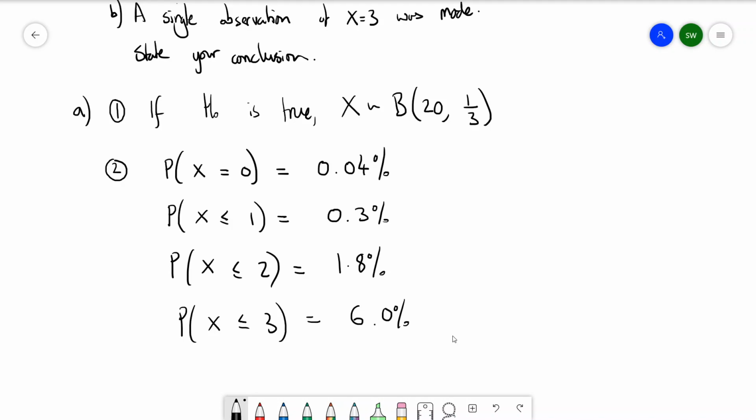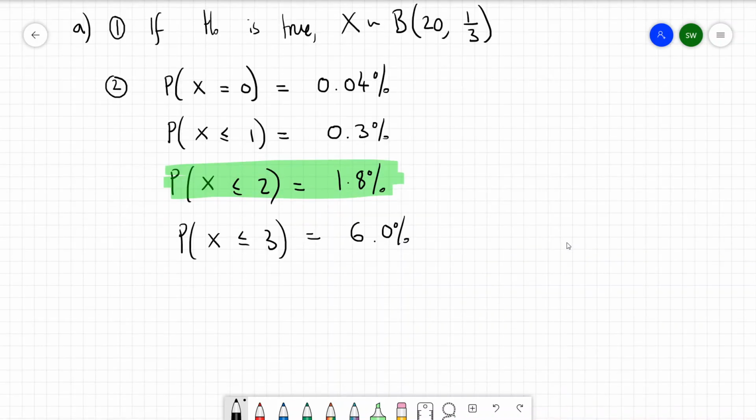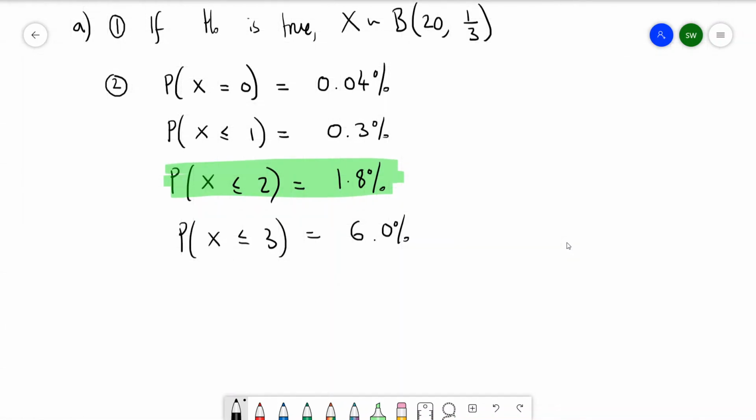So what we're aiming for is to find the probability in this list which is as close to 5% as possible, but not more than 5%. So this is what we're looking at here. This is the probability which is as close to 5%, but not more than 5%. So this gives us our critical region. Our critical region is going to be X is less than or equal to 2. And it's important to realise that it's not P(X is less than or equal to 2), it's just X is less than or equal to 2.